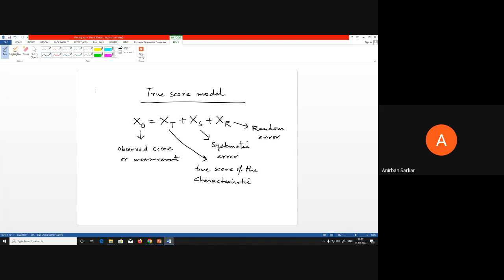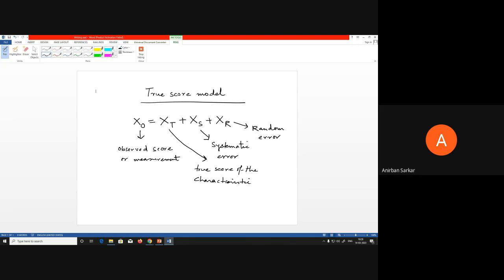Now, try to understand, when you are measuring anything, there may be a measurement error, and a variety of factors may cause this measurement error. If there is a measurement error, then there will be a difference between X0 and Xt. Why? Because the observed score and the true score will never match, because there is error. And what are the errors? The error may be random error, the error may be systematic error.